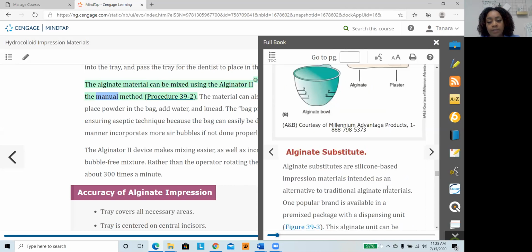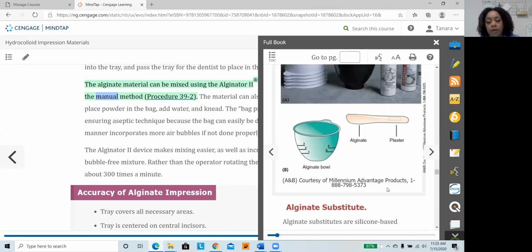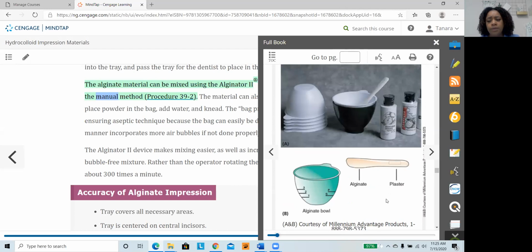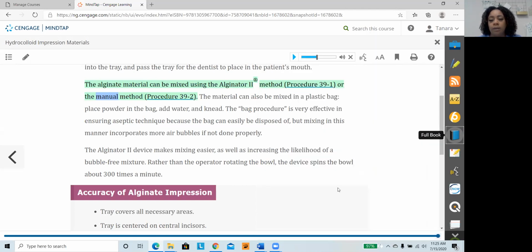Now, here is a picture of some of the material that you would actually have if you're mixing. Here are your flexible bowls. This is what you would use if you were manually mixing it. And then here would be your flexible spatula. Okay, so there are so many different ways that you could be successful in taking impressions. It does not have to be rushed all the time.